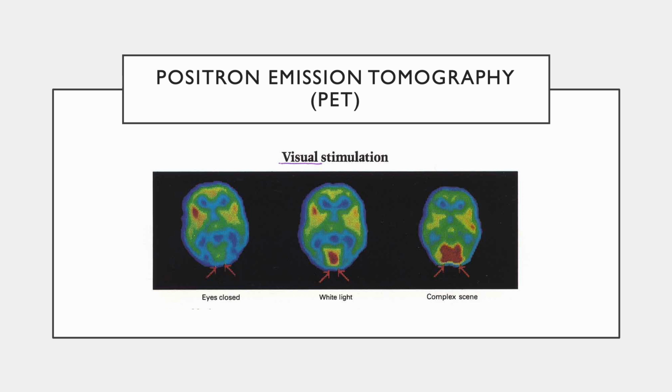As you can see here, when the patient's eyes are closed, we don't see activity in this area of the brain. However, visual stimulation like white light can increase activity, and a more complex scene that is provided to the patient is going to increase visual stimulation and activity even further. So thus, this could be important for looking at metabolic changes in the brain specifically.